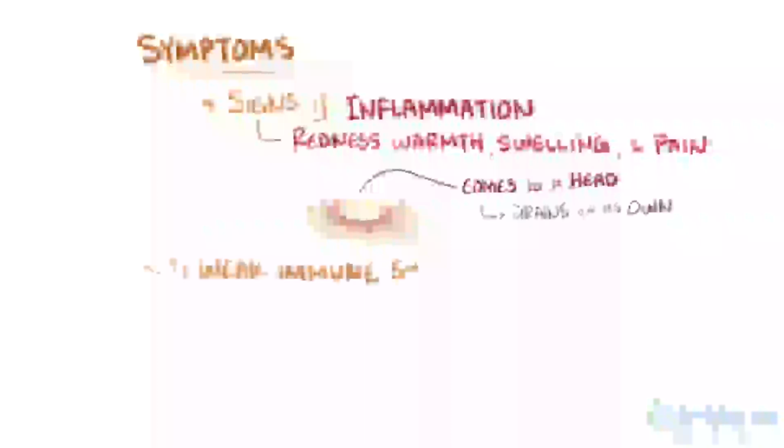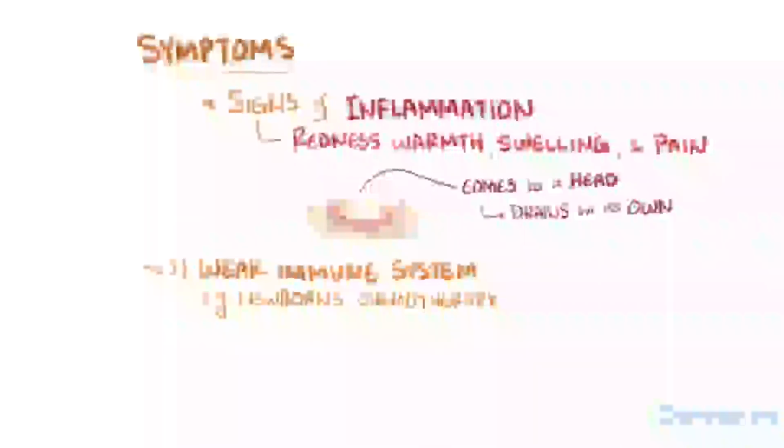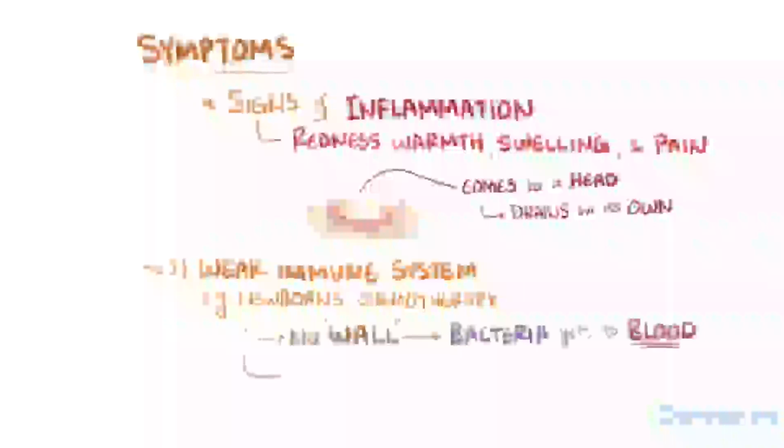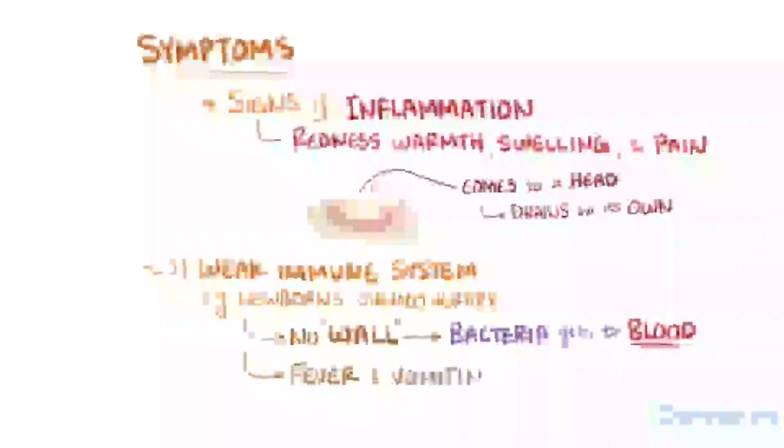People with weakened immune systems, like newborns and those undergoing chemotherapy treatment for cancer, are at particularly high risk because they're not able to wall off the infection, which allows the bacteria to get out of the tissue and into the bloodstream. In these situations, symptoms can also include fever and vomiting.